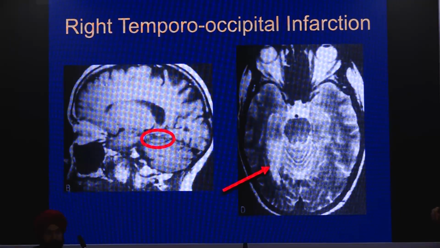Here you're looking at the temporal lobe. So if you have a homonymous defect, that is, one side of the field is affected in both the eyes, and if it's inferior, you're looking at the parietal lobe. If it's superior, you're looking at the temporal lobe.